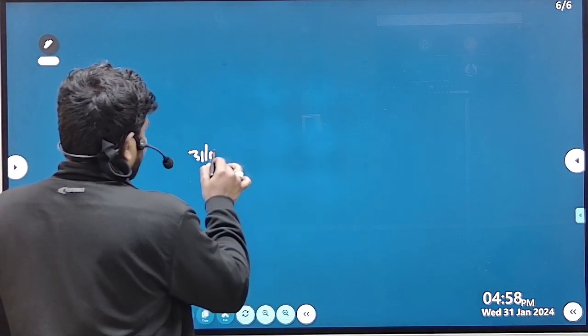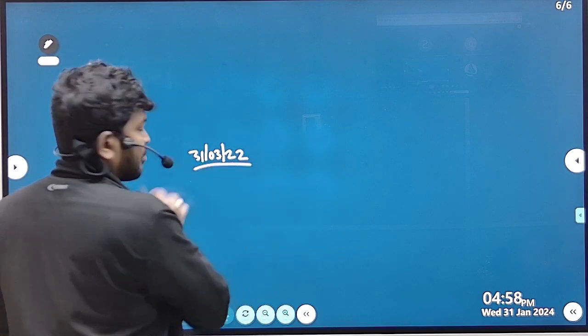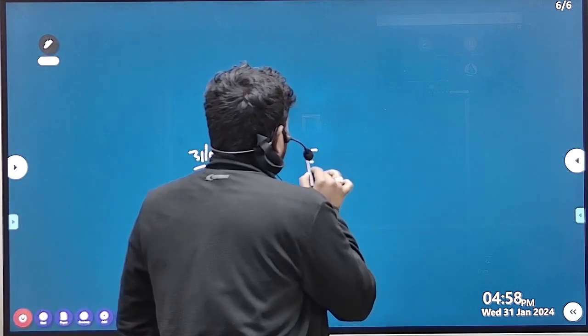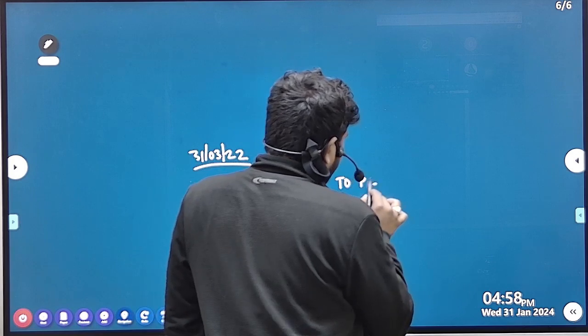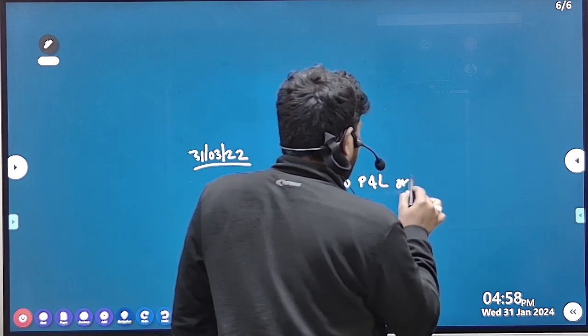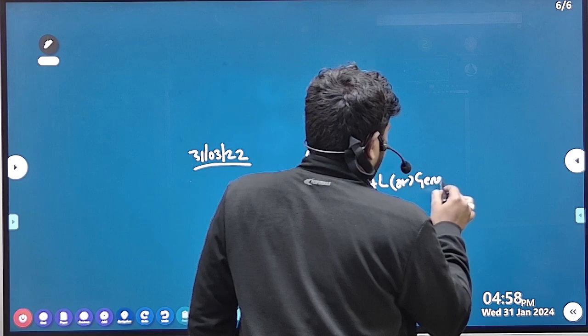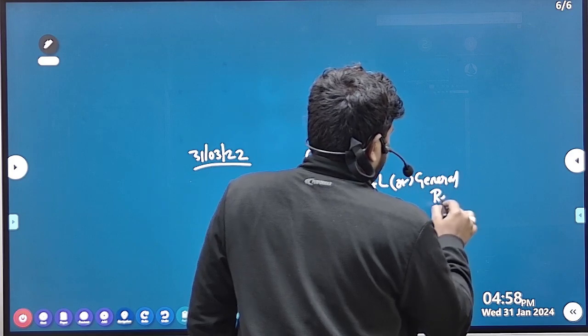31 मार्च 2022 में मैं बोल रहा हूँ, ESOP अकाउंट डेबिट टू P&L अकाउंट भी बोल सकते हैं और जनरल रिजर्व भी बोल सकते हैं। समझ गए?